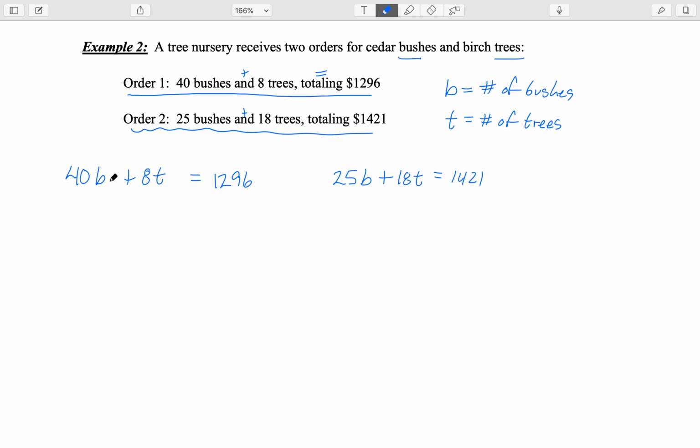Want to move over the 40 and I can divide by 8? Yeah, because if I divide all these by 8, that's actually 5. That's nice. 1296, I'm not sure what that is divided by. Okay, well let's do this. Let's isolate t right here.